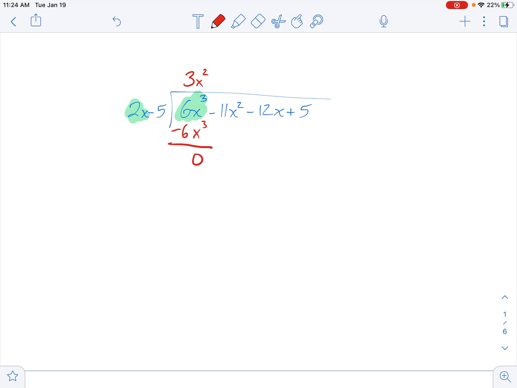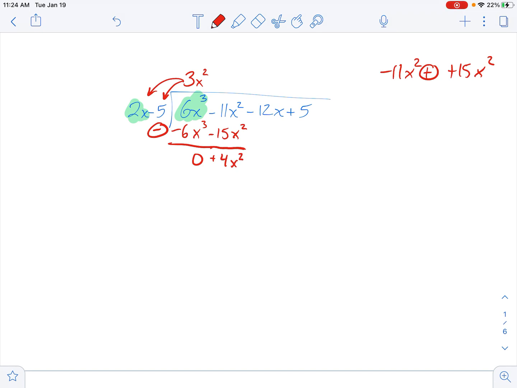Now I subtract, and now I'm going, whoa, wait a minute though. Did I do my multiplication right? Nope. Remember, I would highly recommend putting in these arrows so you also do the 3x squared times the negative 5. All right, now I'm going to subtract. So now I have a negative 11x squared minus negative 15x squared. So I need to make sure I do that subtraction correctly, and I'll get 4x squared.